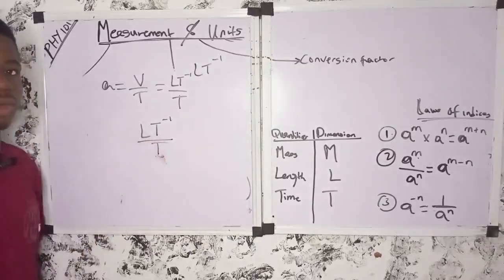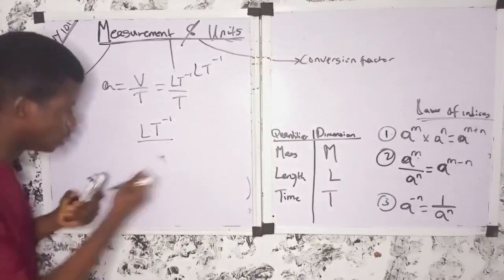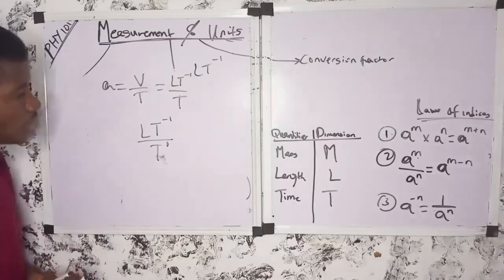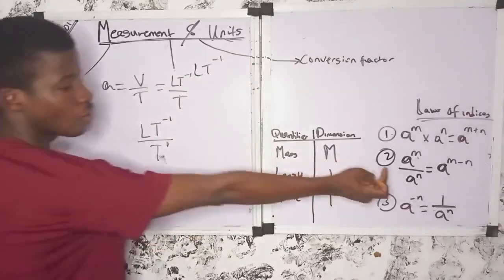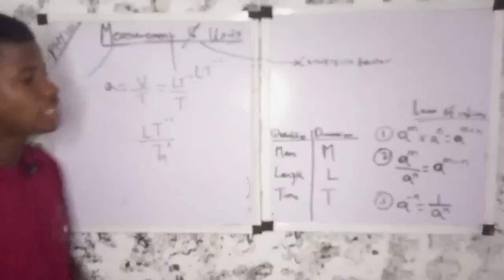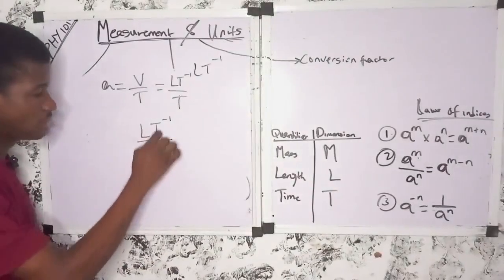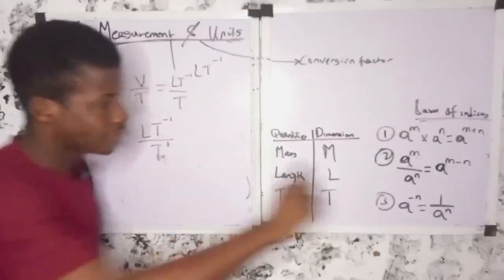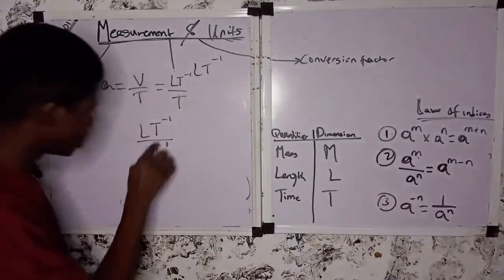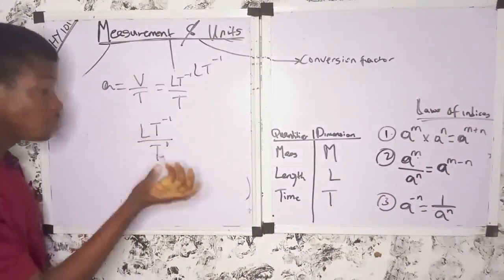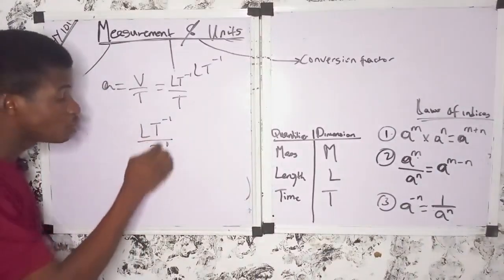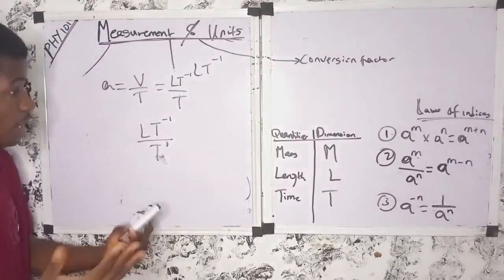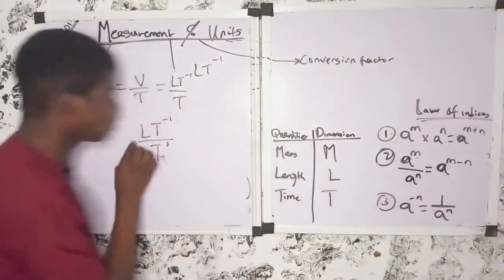Now if you look at it, T is standing alone. T standing alone is still the same thing as T raised to power 1, right? Yes. Now, if you look at the second law of indices, we state that when the same base is dividing each other, we take one of the base and we subtract their power. These two bases are the same base, and they are dividing each other, right?